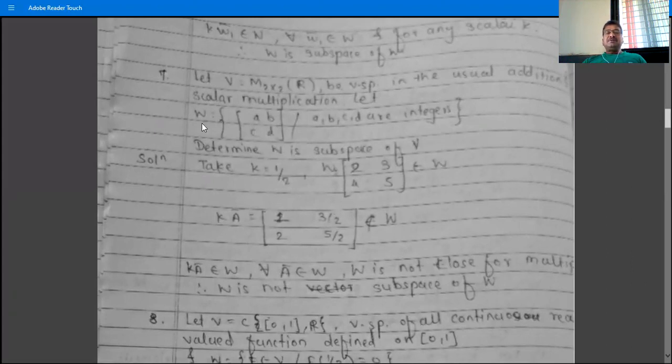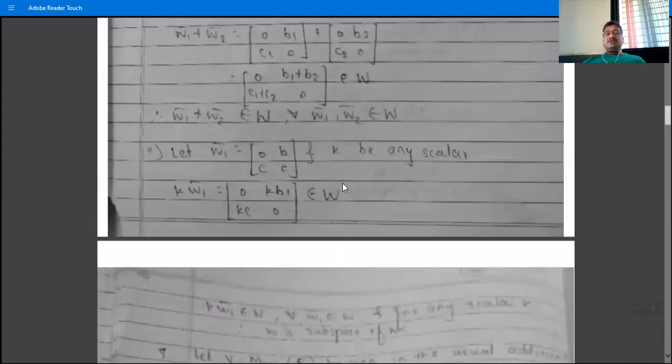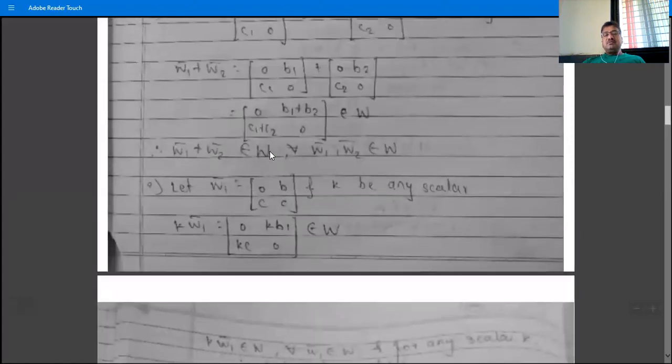Because if you take the elements, suppose W1 bar as the 2 by 2 matrix A1, B1, C1, D1, and W2 bar as A2, B2, C2, D2, then its addition is again a 2 by 2 matrix: A1 plus A2, B1 plus B2, C1 plus C2, D1 plus D2. And A1, B1, C1, D1, A2, B2, C2, D2 are integers, and the addition of two integers is again an integer. So W1 bar plus W2 bar belongs to W. That is, this condition is true for this set: W1 bar plus W2 bar belongs to W for all W1 and W2 belonging to W. But the second condition is not true.